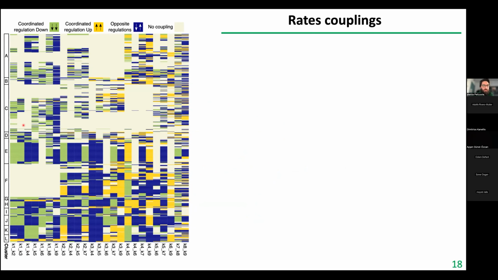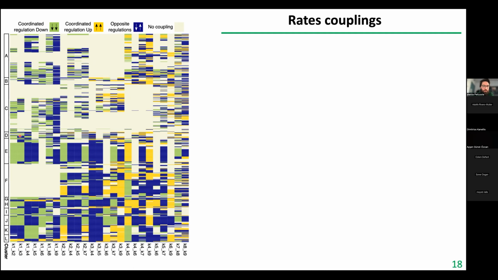And the entries of the heat map are colored in the following way. Coordinated down regulations, which means that both the rates defining a given coupling are going down, are depicted in green. Coordinated up regulations are depicted in yellow, while opposite regulations, which means that the first rate is going up and the second one down, or vice versa, are depicted in blue. And here, otherwise, you see the absence of coordination, which means that at least one of the rates is not modulated.